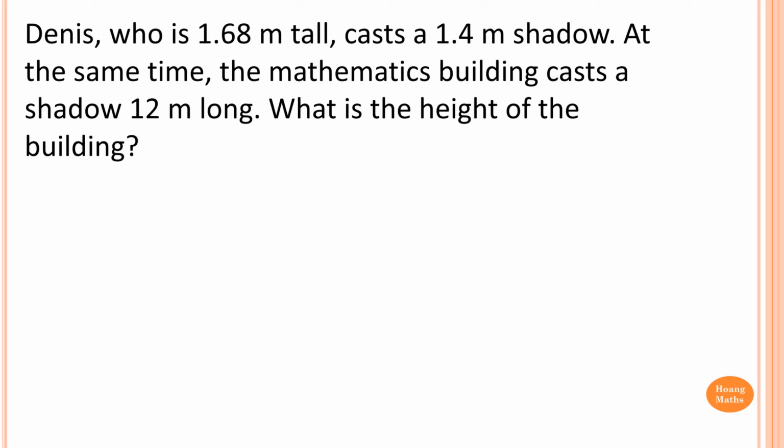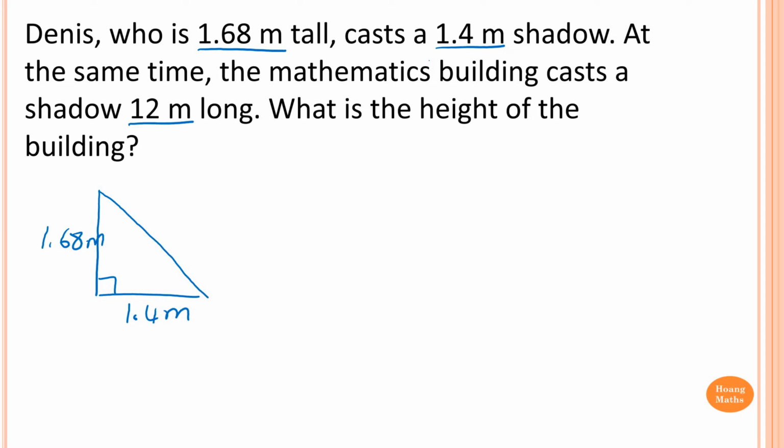So first of all, we need to draw diagrams. We know that Dennis' height is 1.68 meters, so I just draw a triangle that represents the height of Dennis first. Let's say Dennis here is 1.68 meters and the shadow is 1.4 meters. We need to find the height of the building, which has a shadow of 12 meters long.